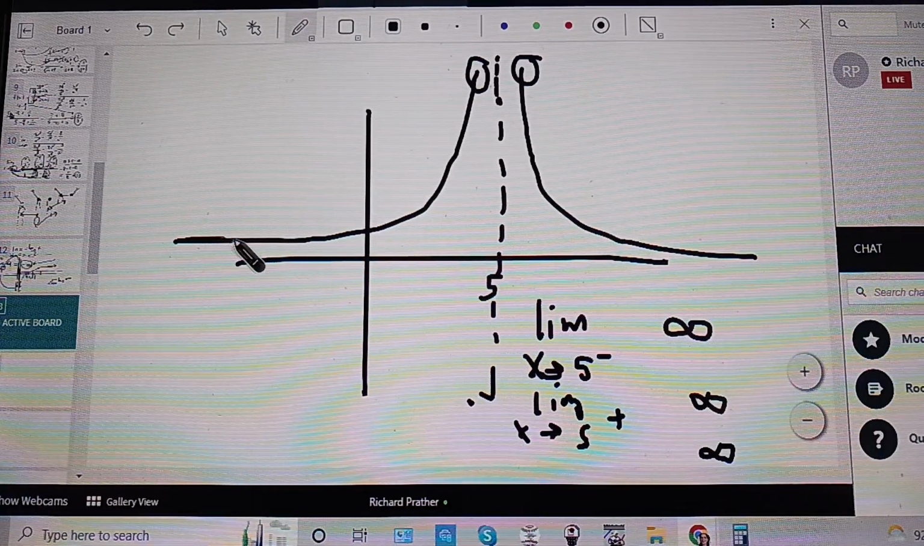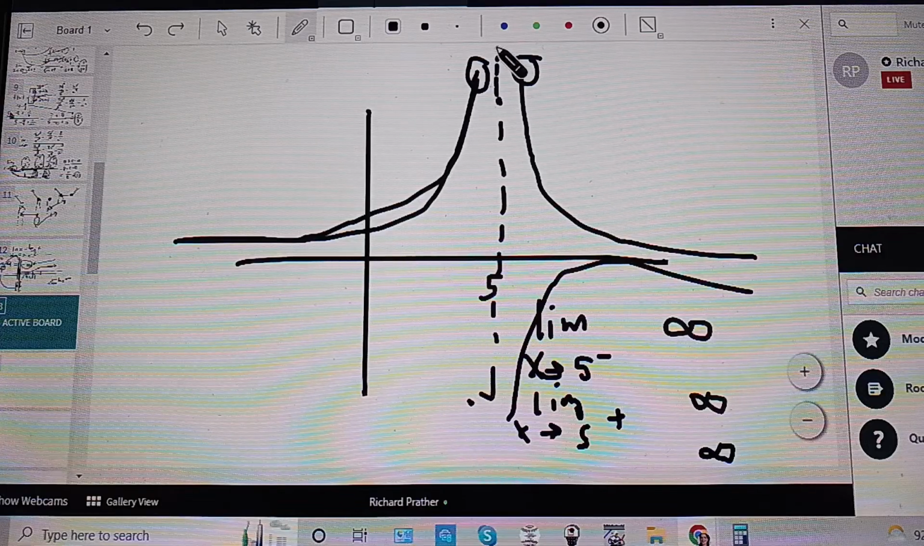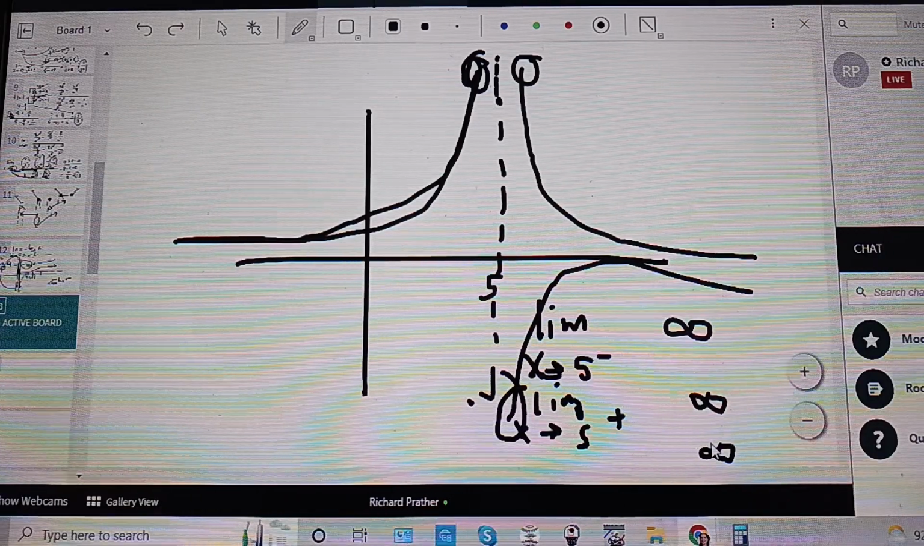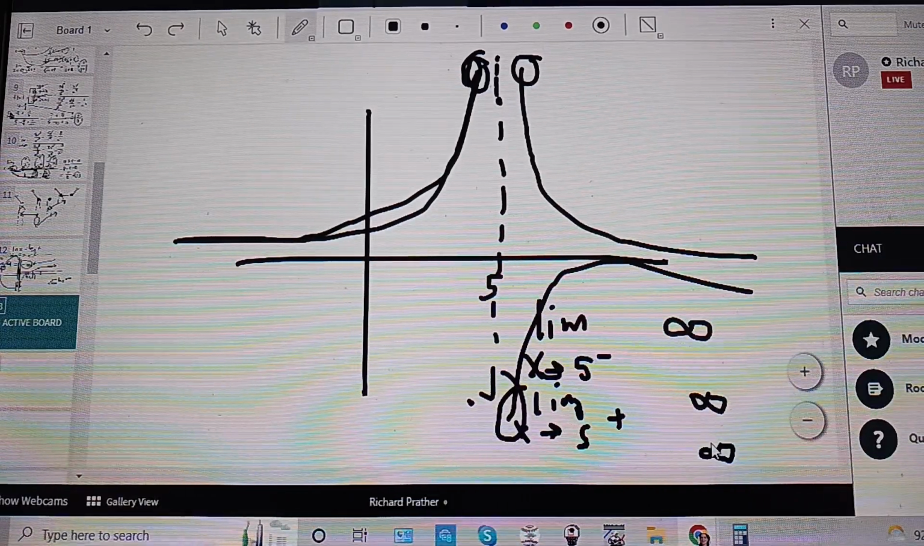Or maybe one curve goes up and the other one goes down, and then you can have infinity for the left-sided limit and negative infinity for the right-sided limit, and then you would say does not exist for the overall limit, because there's disagreement then. And that would be the does not exist, and it's not infinity or negative infinity type of answer.